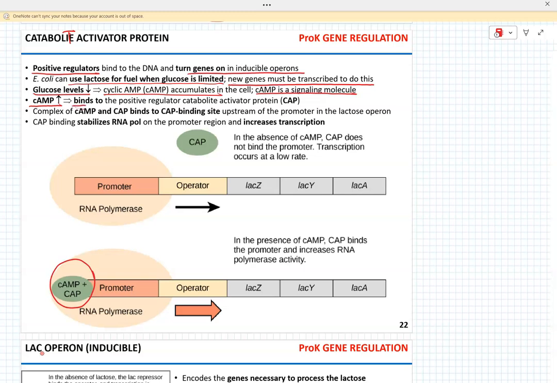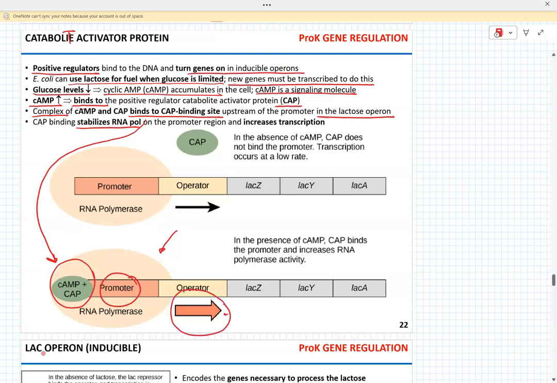cyclic AMP binds to catabolite activator protein, and this complex in turn binds to the CAP binding site upstream of the promoter in the lactose operon. Catabolite activator protein bound to cyclic AMP stabilizes RNA polymerase and increases transcriptional efficiency.